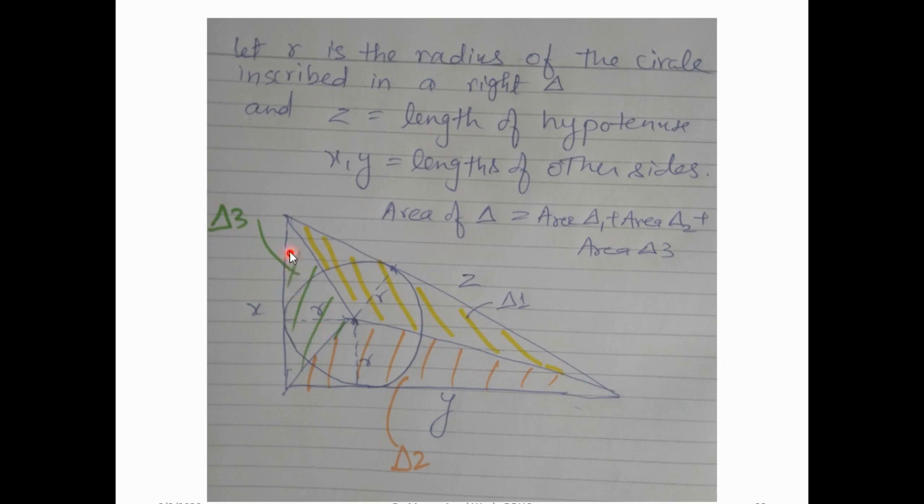So we have made this circle in the right triangle, and let's divide the triangle into 3 parts. This yellow one is triangle 1, this orange one is triangle 2, and this green one is triangle 3. Let R be the radius of the circle inscribed in the right triangle, z the length of the hypotenuse, and x and y the lengths of the other two sides. Then the area of this triangle plus the area of the second triangle and the area of the third triangle, if we add all these three areas, gives the area of the right triangle.